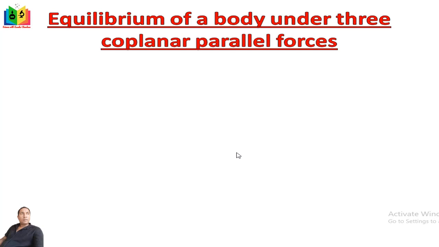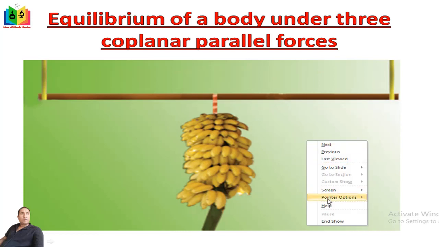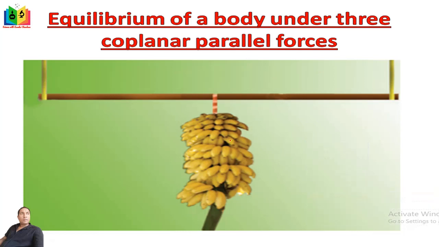Then we will go on to learn about equilibrium of a body under three coplanar parallel forces, right? Another way of equilibrium of an object. What is that? Equilibrium of a body under three coplanar parallel forces. Now you can see this picture, right? Here three forces act. Here one force is upward, and here one force is downward. Here is the weight of the object, downward.